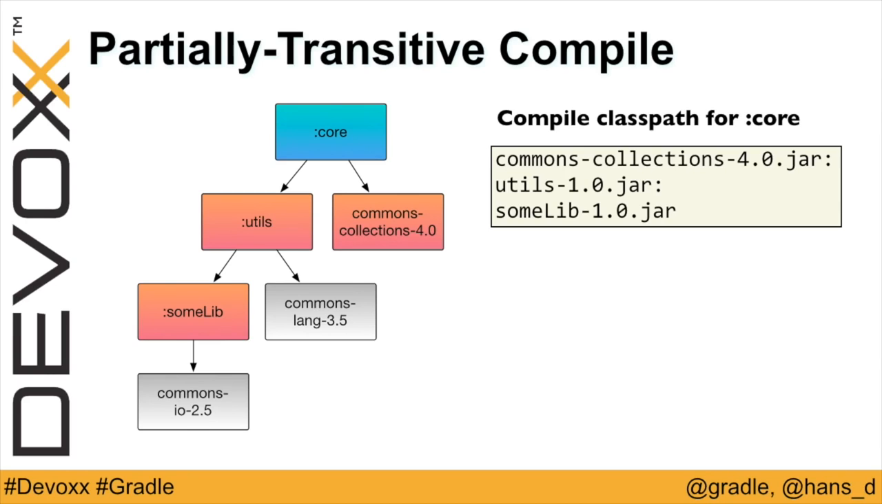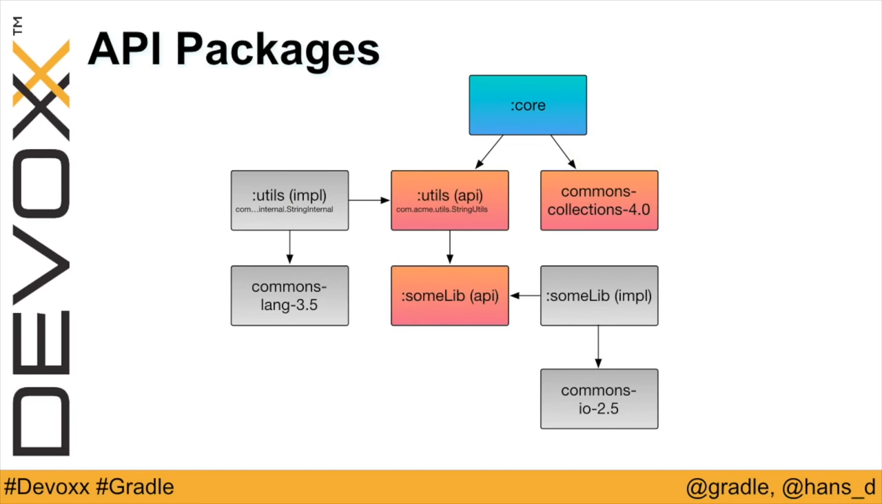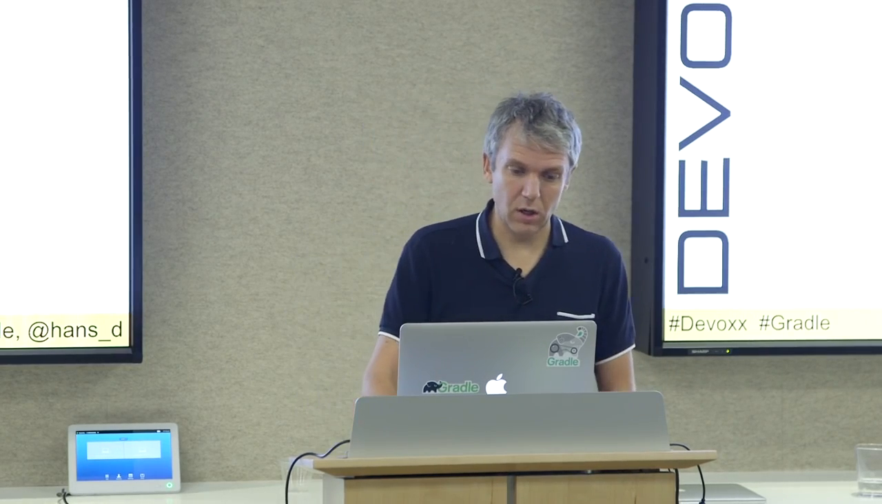But it solves one part of a bigger problem: defining your API. The transitive part is one part of your API, but there is more to that. When core depends on utils and sumlib, it does not depend on all classes of those modules. I hope your code is in a little bit better shape than that. There are internal packages in utils and in sumlib that should not be required to compile. So wouldn't it be nice if we could further reduce the surface area of the API? So, next demo.